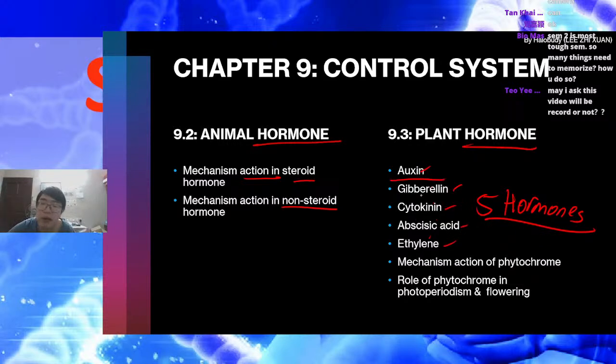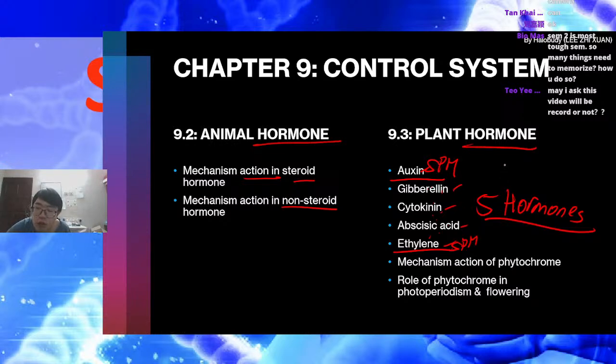Auxin, I think everyone knows, because STPM does teach it. I think everyone knows, and also ethylene. These two, STPM has taught. But these three, you don't know. These three are extra, additional for STPM. So there are 5 hormones you have to know.